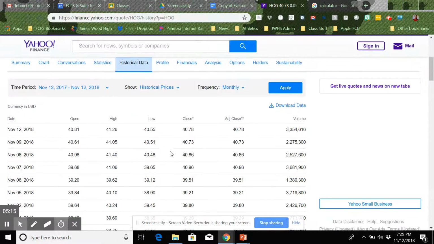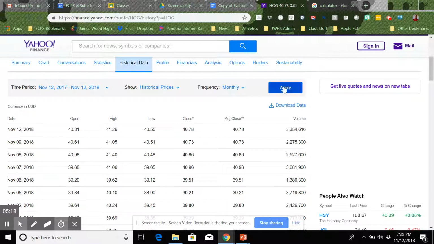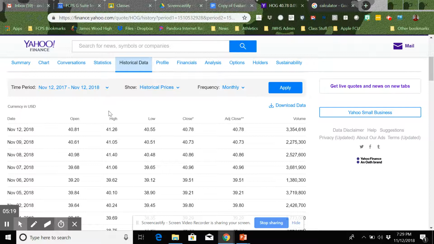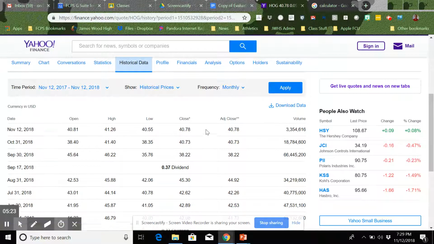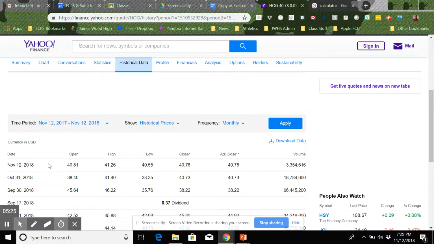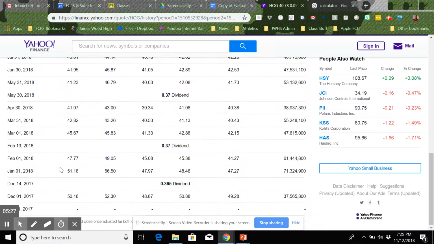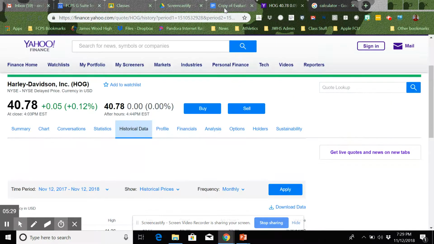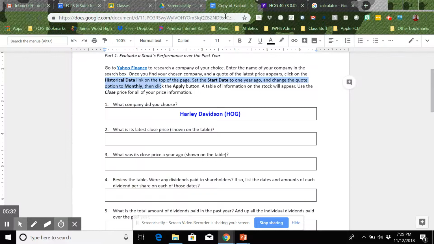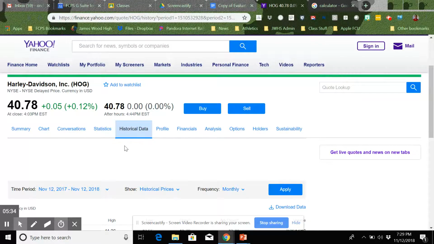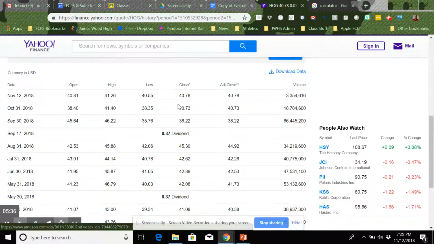So we've sorted it now monthly. So I need to come here and apply, because I selected the frequency of monthly. And what it's going to do is get rid of all these daily quotes. And now what we'll see is monthly quotes over the last year. Okay, so the next thing I'm asking for, what's the latest close price? It's shown here. And we see its close prices here.